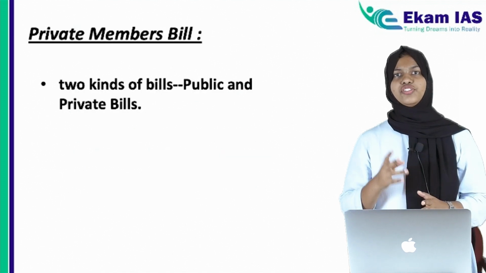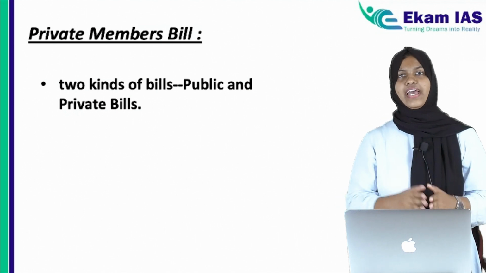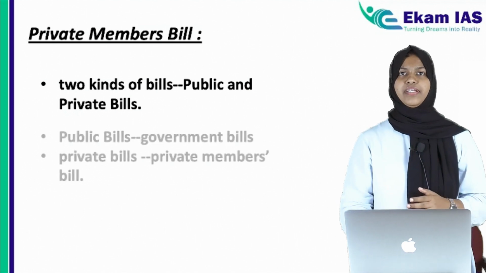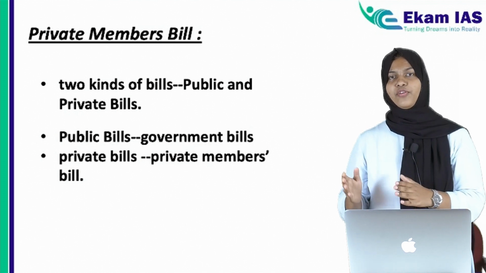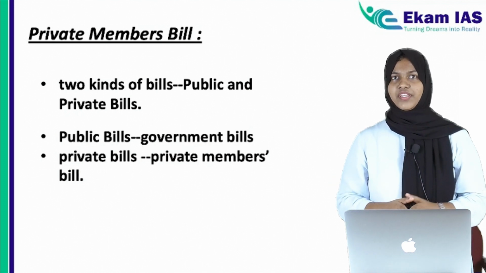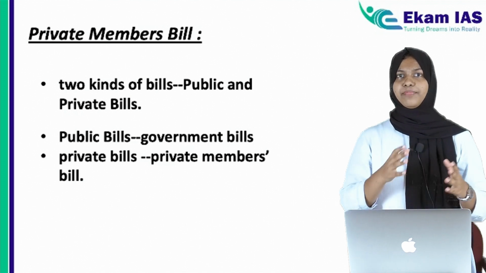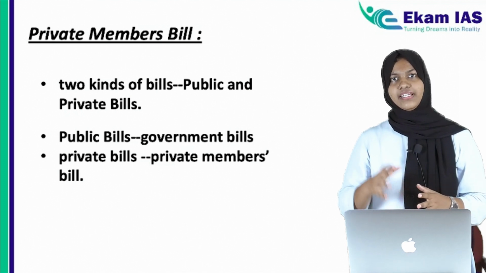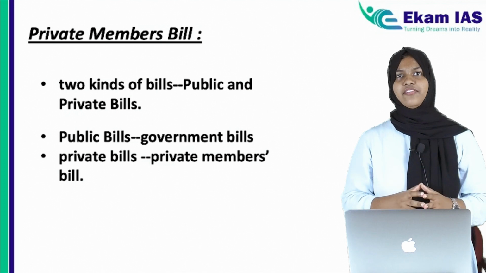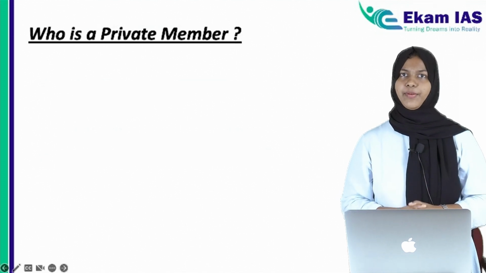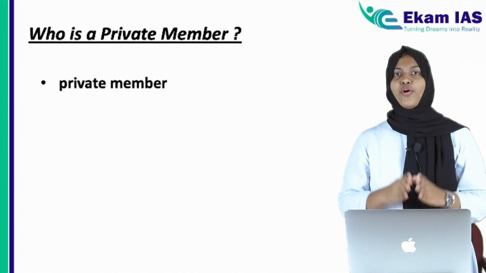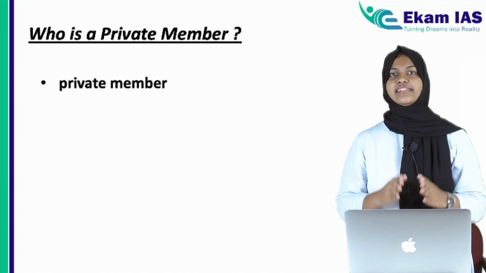Generally there are two kinds of bill, public bill and private bill. The public bill is also known as the government bill, and the private bill is also known as the private member bill. From the term itself, you can understand that the public bill will be introduced by the government, whereas the private bill will be introduced by the private members. So who is a private member? Any member of parliament who is not a minister is known as a private member.